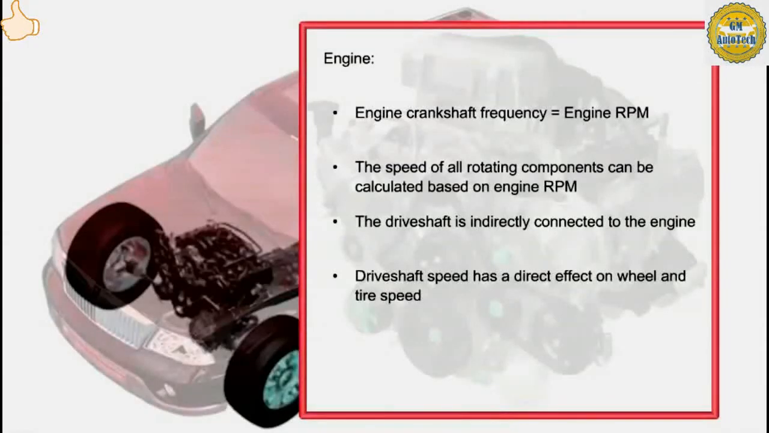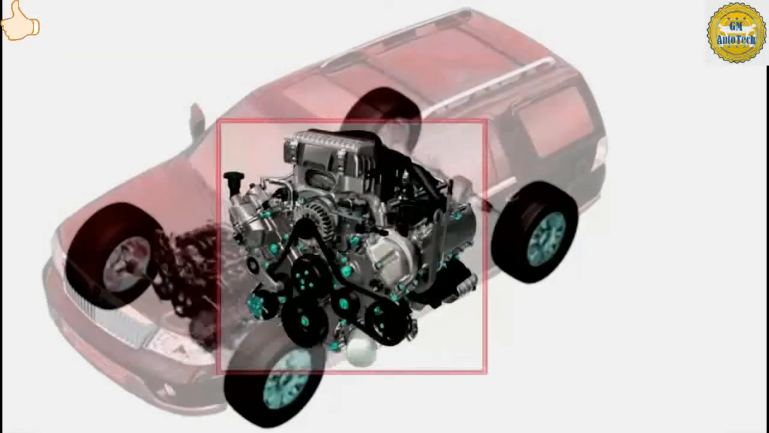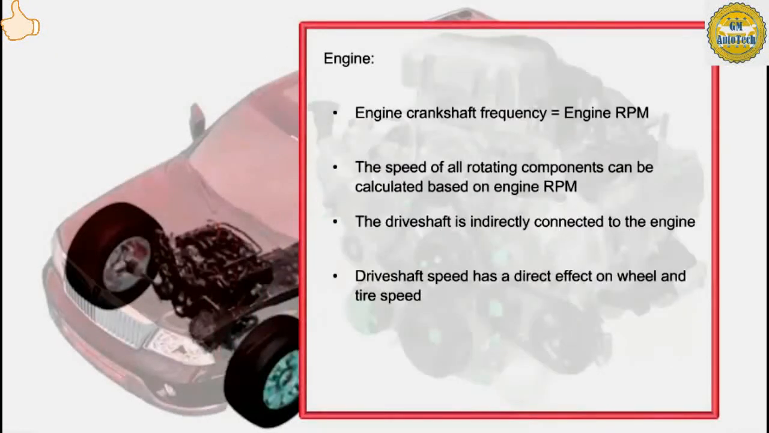It is easy to determine the frequency in RPM of the engine crankshaft. Just look at the tach or access the RPM PID. The engine RPM is valuable information to have as you track down the source of a vibration because the speed of all rotating components in the vehicle can be calculated based on the current engine RPM.